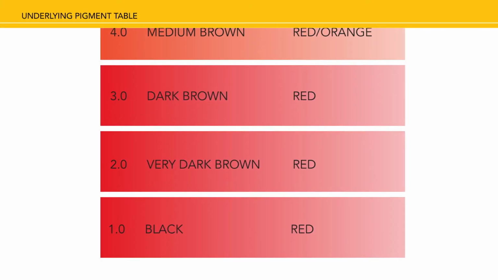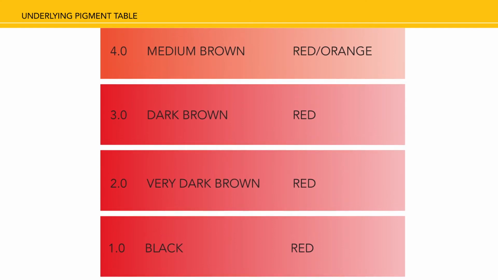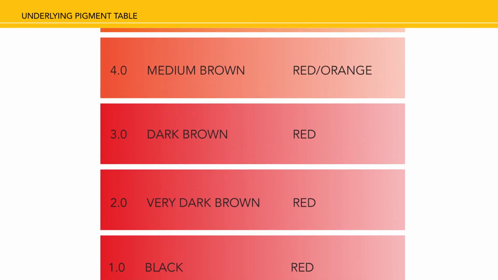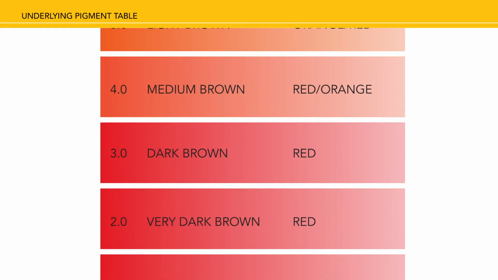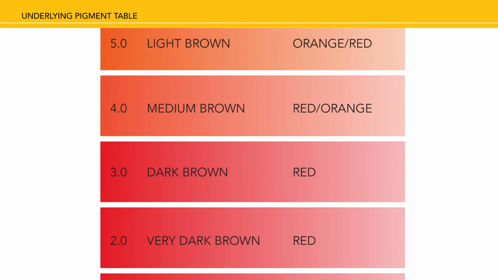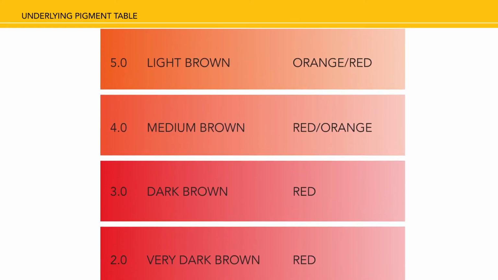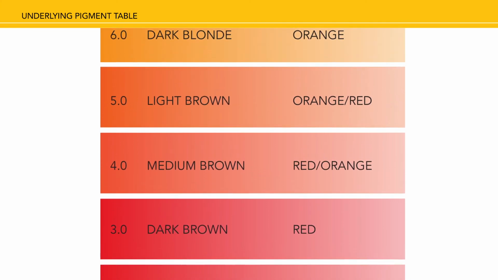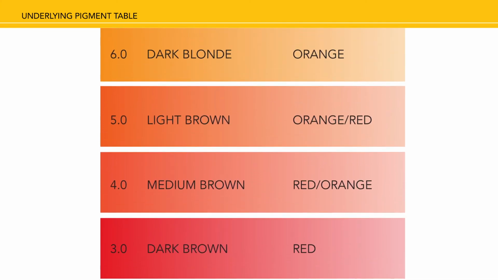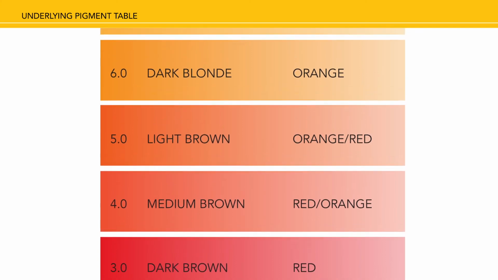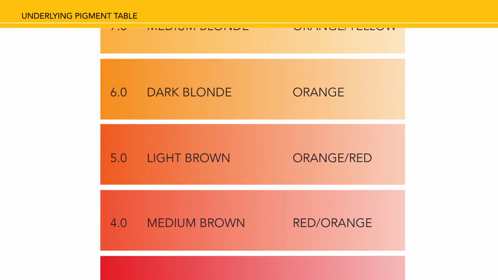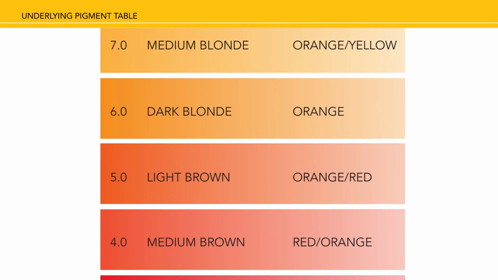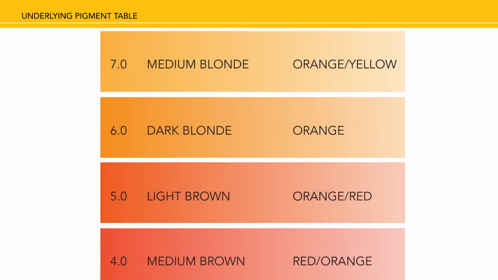Starting with a 0.0 black, we have an underlying pigment of red. This pigment continues to be the dominant pigment in 2.0 very dark brown and 3.0 dark brown. At a 4.0 medium brown, we have an underlying pigment of red-orange. A 5.0 light brown has an orange-red underlying pigment.